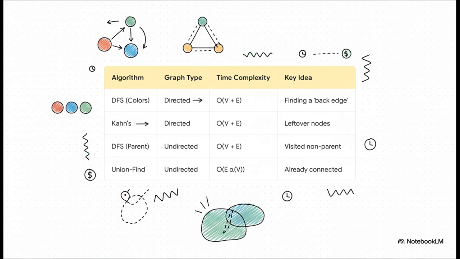For undirected graphs, you've got DFS with a parent check or union find. Now look at that time complexity for union find, O of E alpha of V. That little alpha symbol is the inverse Ackermann function. You do not need to know the math behind it. Just know this, it grows so slowly that for any graph you'll ever see, it's basically a constant. This makes union find ridiculously fast. So the takeaway? First, know if your graph is directed or undirected. That cuts your choices in half. Then pick the best tool for the job.